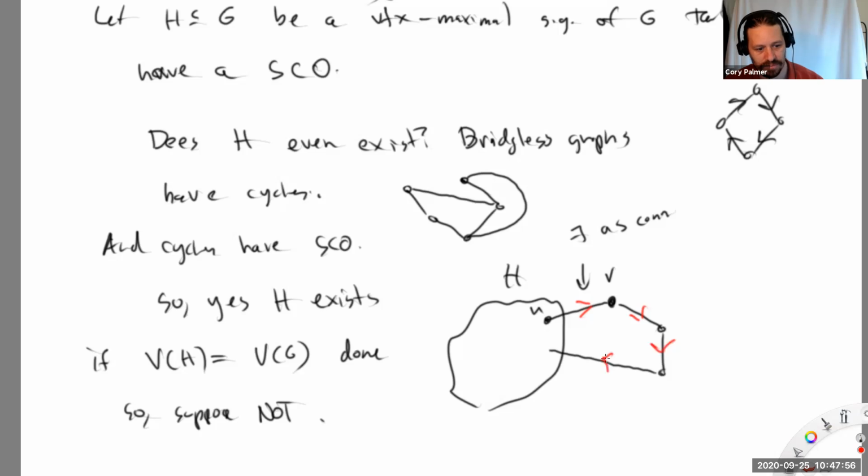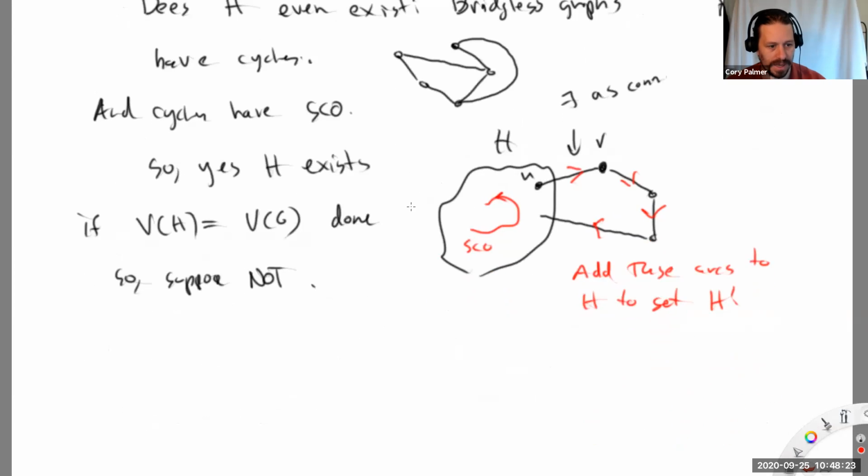Just in the natural fashion. Everything in here, by the way, is oriented already or has a strongly connected orientation, right? So take that orientation and add to it the edges here oriented this way. Add these arcs in red here to H to get H prime. Now, what can you tell me about H prime? This new graph is H prime. It's all of H plus at least this edge. And actually, I need at least one more edge to get back. It's possible that I immediately go back.